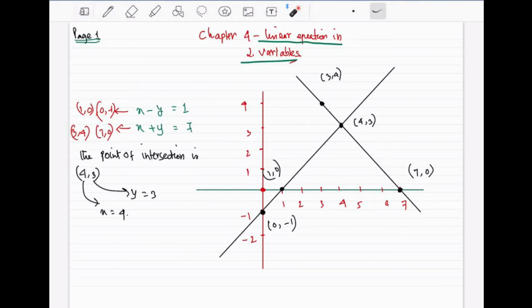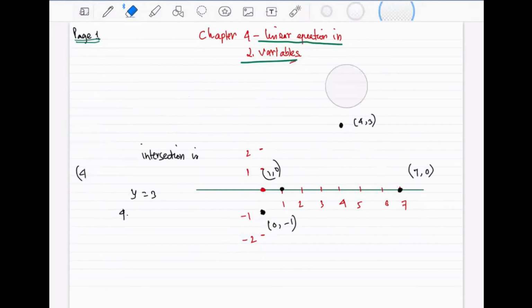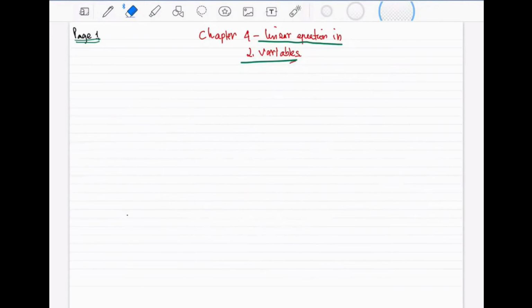Now that we know how to solve two linear equations by plotting their graphs, let's come to the conditions whether the two graphs will intersect, will not intersect, or will be coincident. Say we have two equations like this: a1x plus b1y is equal to c1, and a2x plus b2y is equal to c2. I'm writing the coefficients of x and y, along with the constant term, as a, b, c. Because we have two equations, I'm writing them separately as a1, b1, and c1.